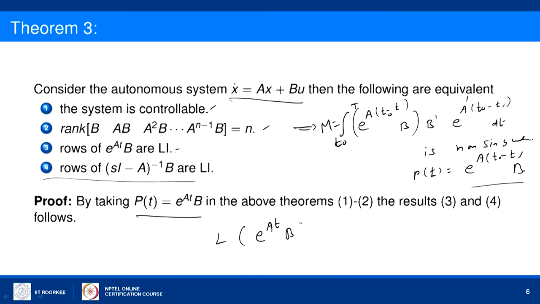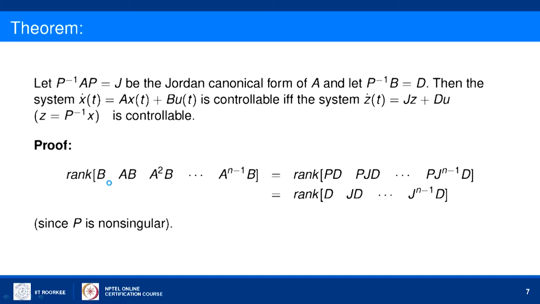In the previous two theorems, we have proved statement 1 and statement 2 implies statement 3, and now we can prove statement 3 implies statement 4 by simply taking the Laplace transform of e^(At) B. It will be nothing but (sI − A) inverse B, the Laplace transform. So, if the rows of e^(At) B are linearly independent, then the rows of (sI − A) inverse B are also linearly independent. So, this proves the result. So, in order to prove the controllability of the system x dot equal to Ax plus Bu, we can prove any one of the statements, either 2, 3 or 4, and it will automatically imply the controllability.